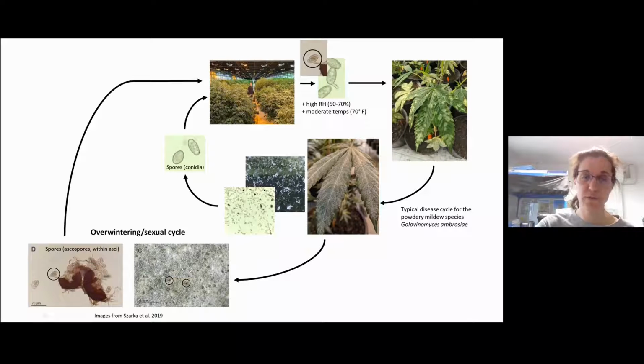Whereas if you don't have the formation of these structures, you're waiting essentially for these spores, these conidia, to come in from an external site in order to initiate the disease cycle. These conidia are very short-lived, maybe 24 hours. So the sexual cycle is important epidemiologically speaking.